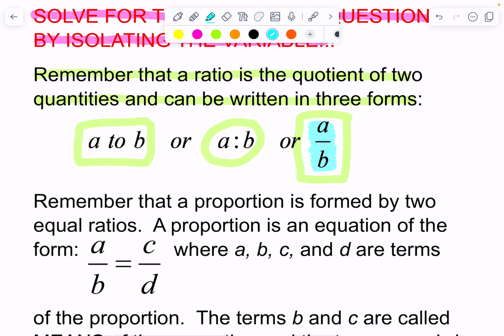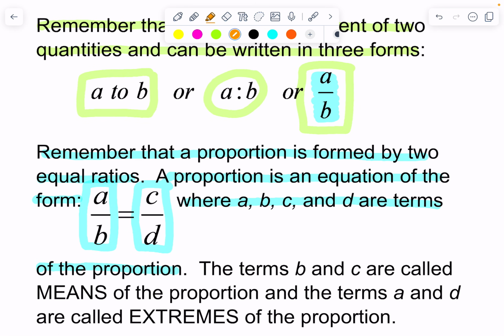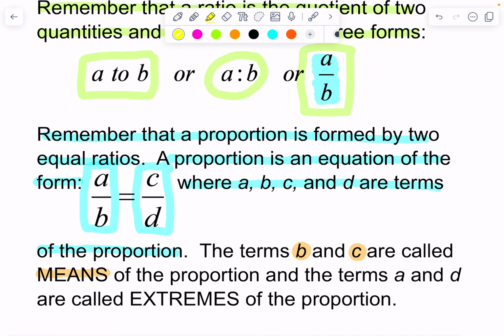Also, please remember that a proportion is formed by two equal ratios. A proportion is an equation of the form A over B equals C over D, where A, B, C, and D are terms of the proportion. The terms B and C are called the means of the proportion, and the terms A and D are called the extremes of the proportion.